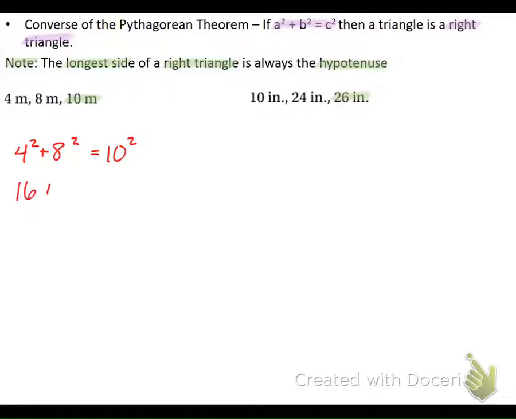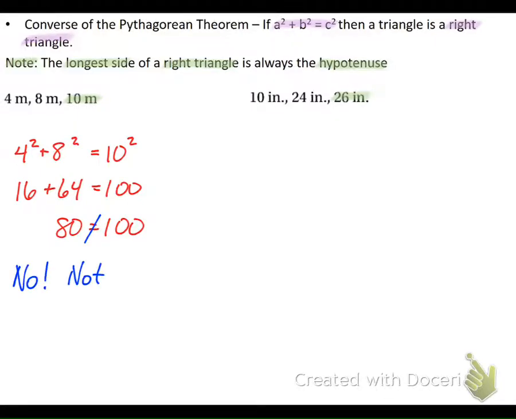So I get 16 plus 64, which gives me 80, is equal to 100. So that is not true. It's not equal. 80 is not equal to 100. So I know that no, it's not a right triangle. If I would get both numbers to be the same, then I would know that it'd be true. It doesn't happen, so I know that it is not a right triangle.